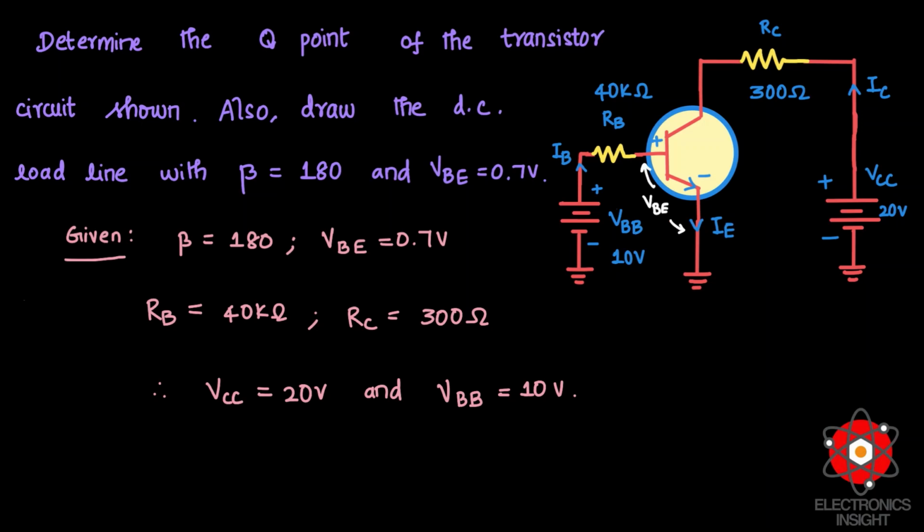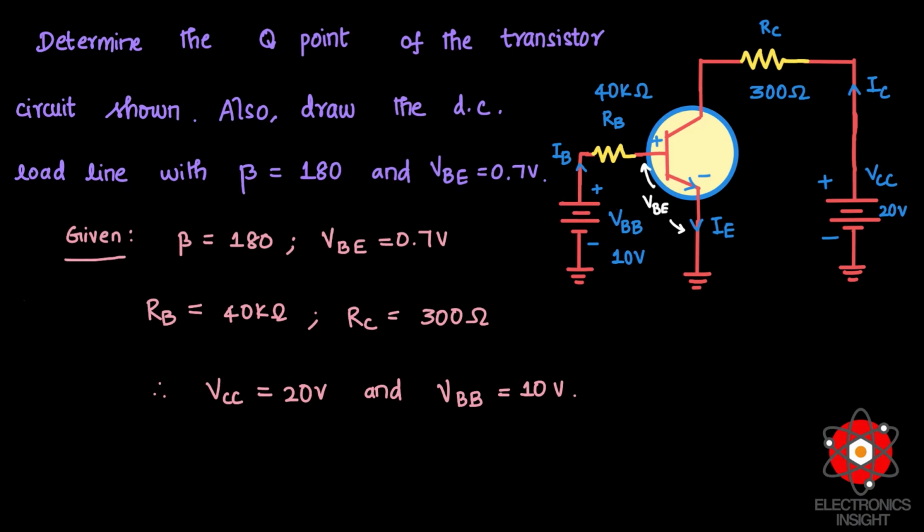Also, it is asked to draw the DC load line with beta equal to 180 and VBE equal to 0.7 volt. And you can observe from the figure that the given data are VBB equal to 10 volts and VCC equal to 20 volts. RB, the base resistance, is 40 kilo ohms, and RC, the collector resistance, is given as 300 ohms.